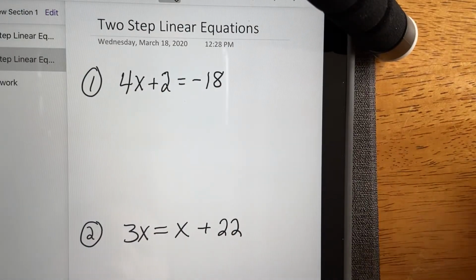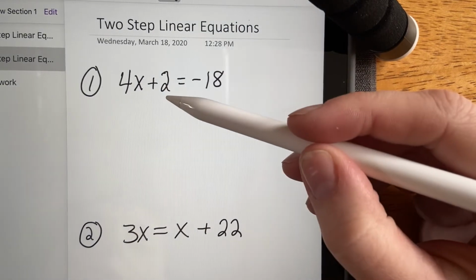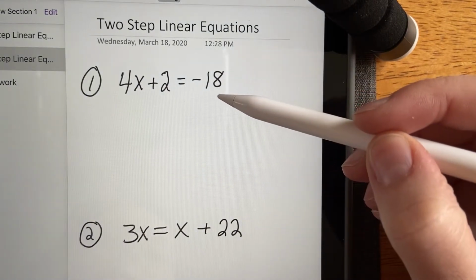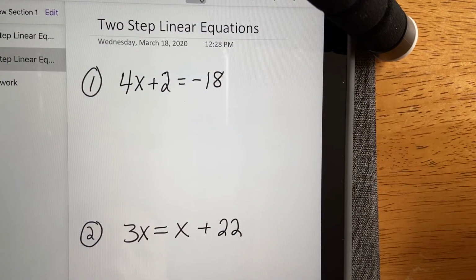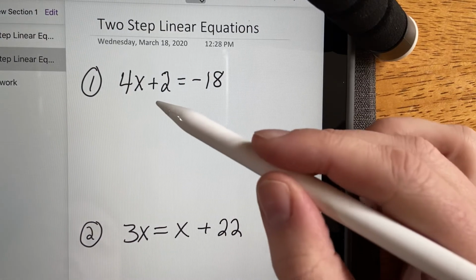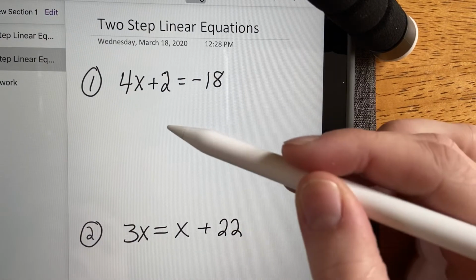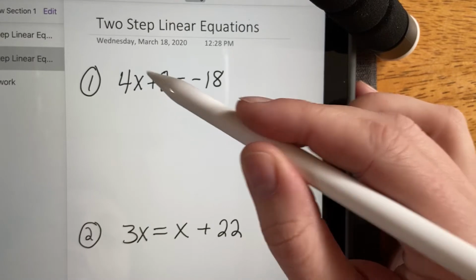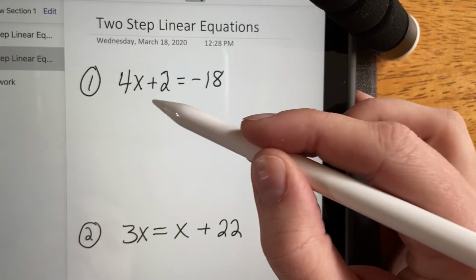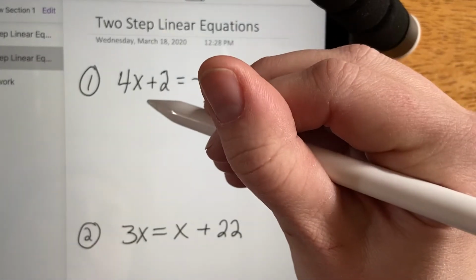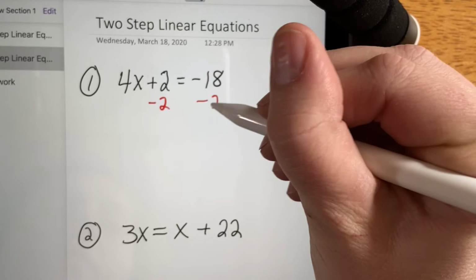Okay, so for my two-step linear equations, you can see the problems are a little bit lengthier. I have 4x plus 2 equals negative 18. So just like the title says, this is going to take 2 steps. And that first step is always going to be to either add or subtract on both sides, okay? And we want to add or subtract the number that's not with the letter. So if I have 4x plus 2, remember we're trying to undo whatever is being done to that letter. So I want to undo the plus 2. So the opposite of adding 2 would be to subtract 2 from both sides.